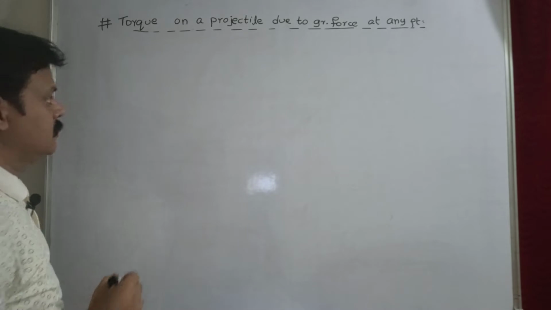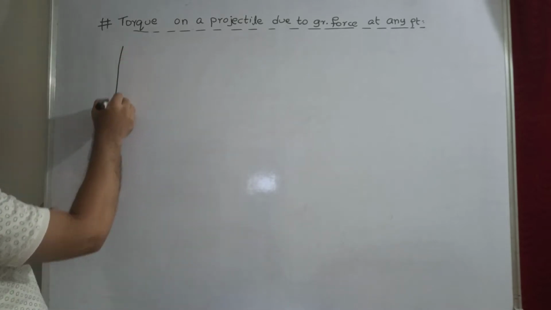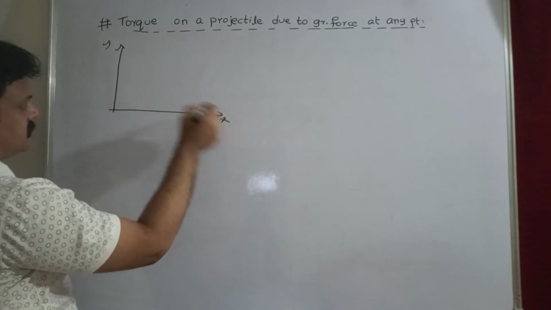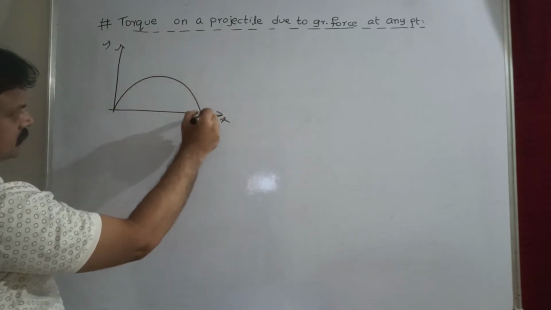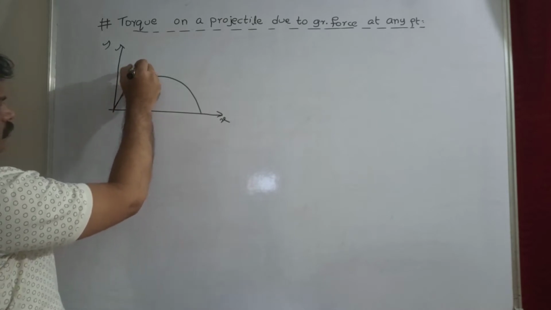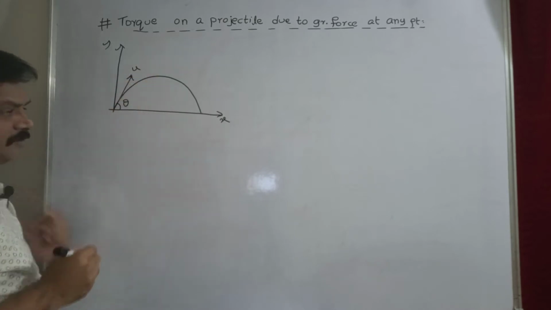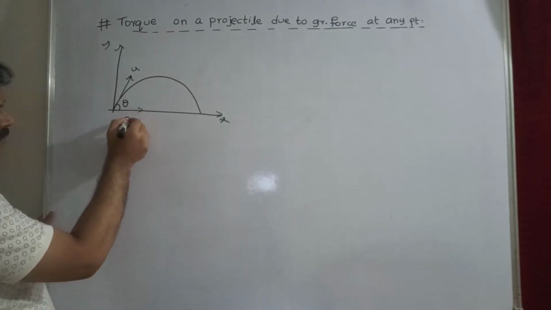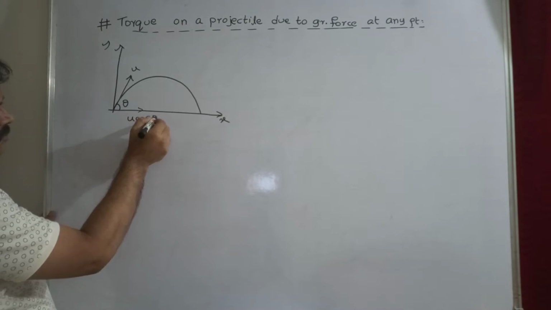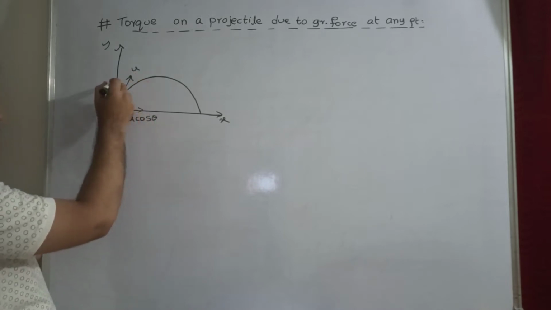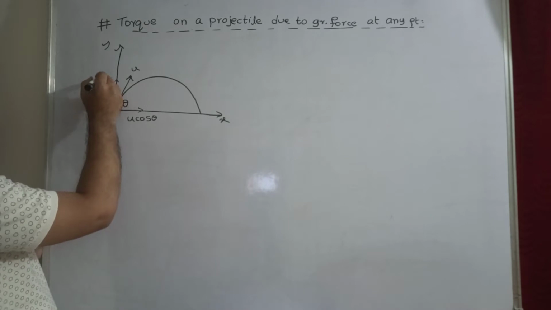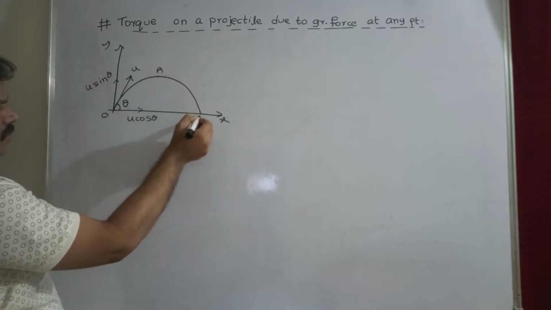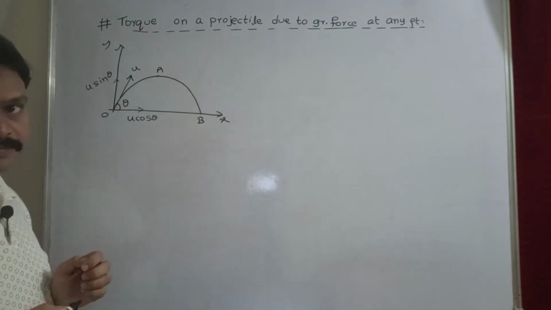Okay. So let us consider this is y-axis, this is x-axis, body thrown like this, initial velocity of projection is u, making an angle theta with horizontal. So we know that horizontal component of initial velocity is u cos theta, because we are resolving this velocity into two rectangular components, u cos theta and u sin theta. This is point O, and let me call the highest point as A and this point as B.